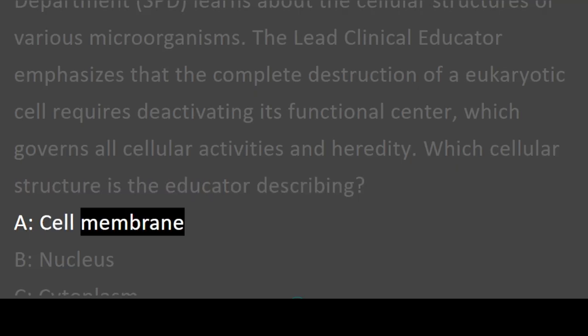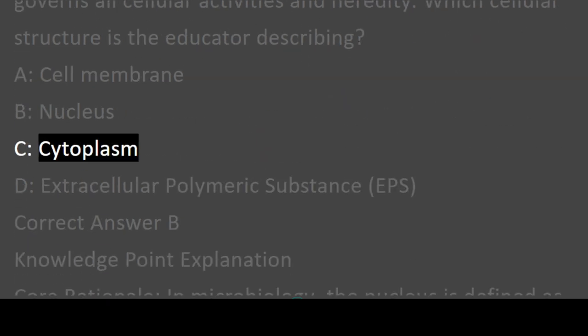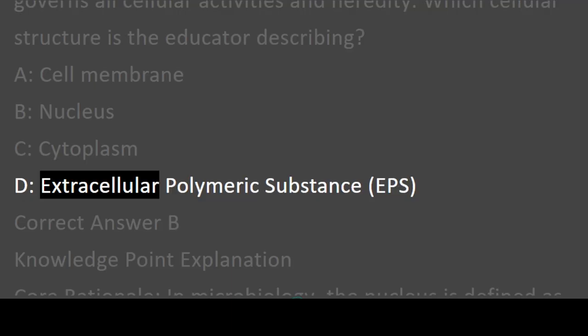A. Cell membrane. B. Nucleus. C. Cytoplasm. D. Extracellular polymeric substance, EPS. Correct answer B. Knowledge point explanation.